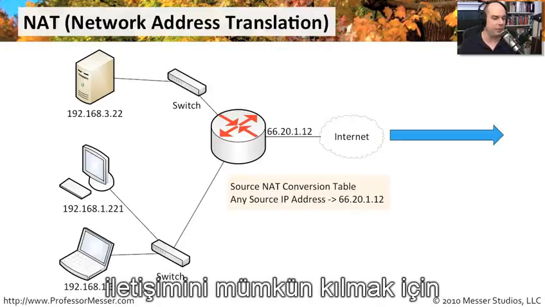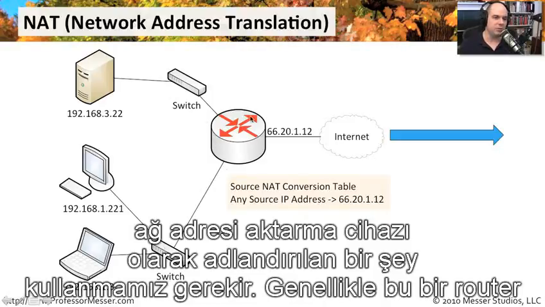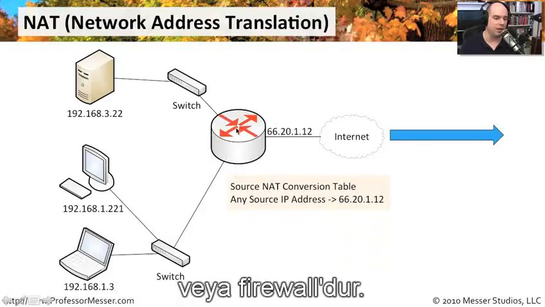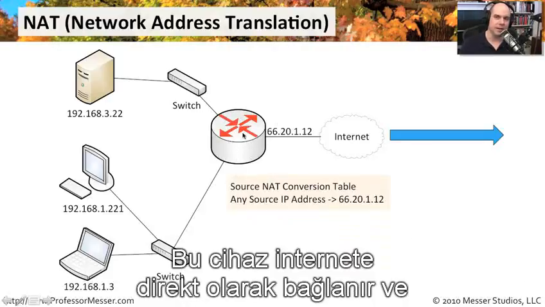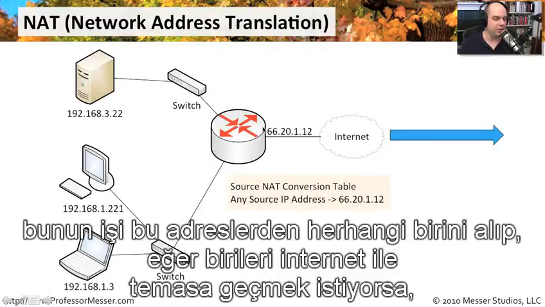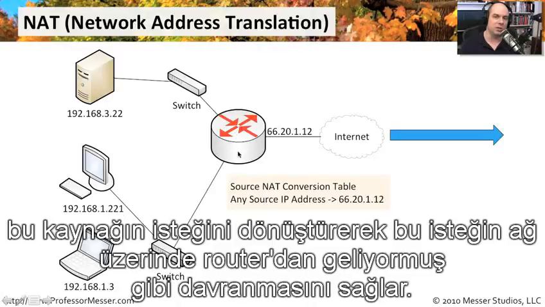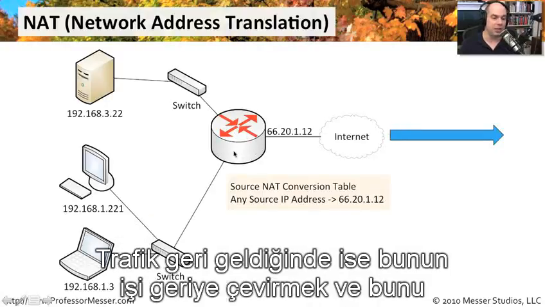So to allow us to have thousands of devices with our own private addresses able to communicate, we create something called a network address translation device. And usually this is in a router or a firewall. And this device is the one that is directly connected to the internet. And its job is to take any of these private addresses. And if anybody's talking to the internet, it simply converts the source to look like it's coming directly from that router. And as the traffic comes back, its job is to reconvert it back and send it off to its original source.